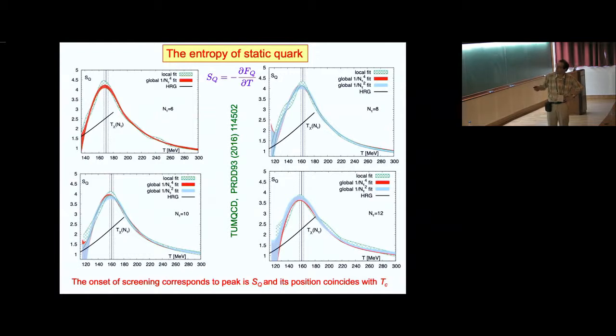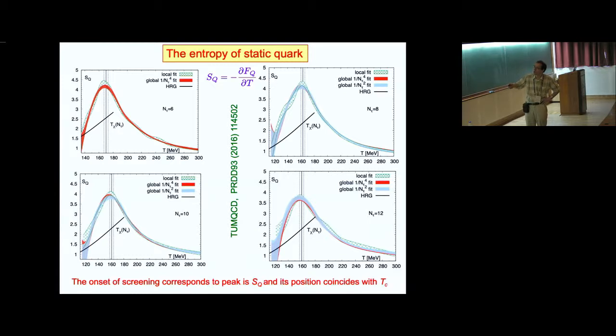And what you see is that the peak position roughly always coincides with the chiral transition temperature at each of these N tau. Now, what you could also see is that if you take the prediction of the hadron gas, which I just described, so the gas of static light hadrons, to explain the free energy, you could also calculate the entropy in a straightforward way. That gives you this black curve.